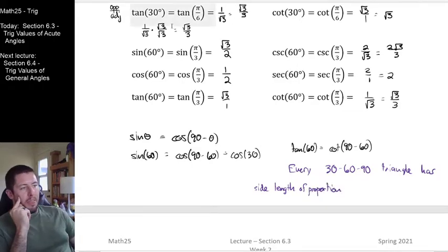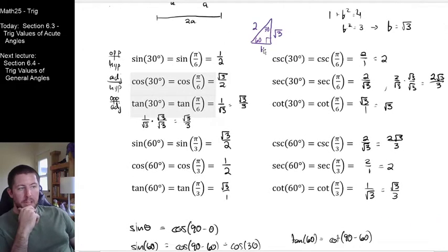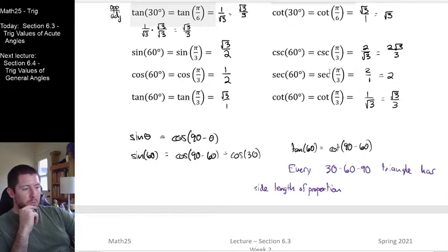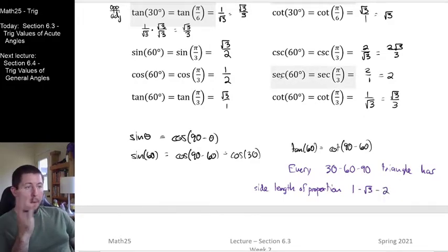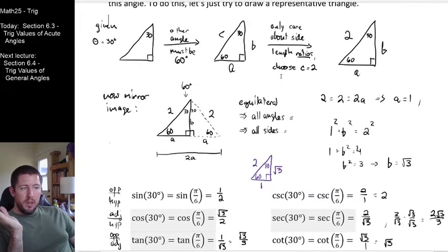So opposite of the 30 side, opposite of 30 is 1, opposite 60 is the square root of 3, and then opposite of 90 is 2. So I'm just trying to keep these in order right here. 1, root 3, 2.